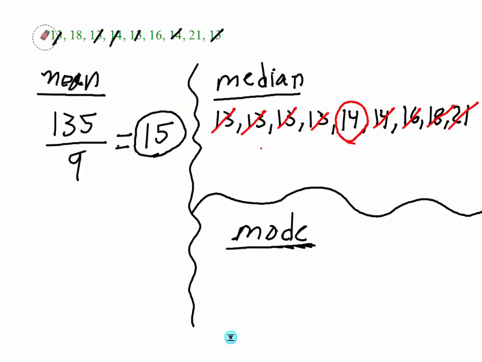Let me erase these so we can see our numbers again. We have 13, comes up 1, 2, 3, 4 times. 14 comes up twice, so our mode is going to be 13. So there we have our mean of 15, median of 14, and our mode of 13. I meant our median's 14, I think I said 13. So mean, median, mode. Pretty easy. We'll go to another data set.